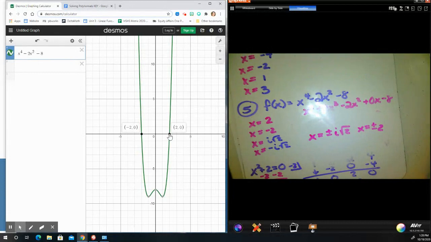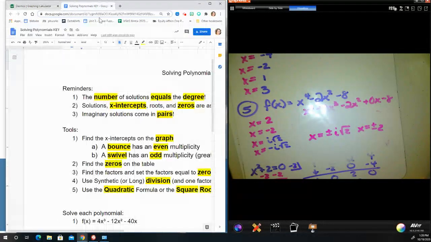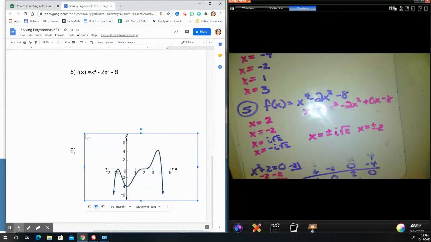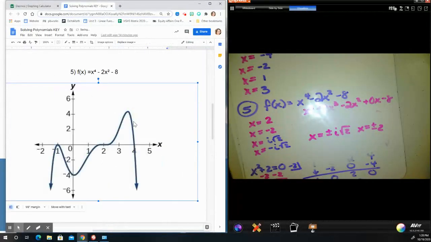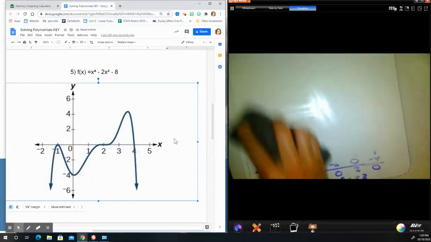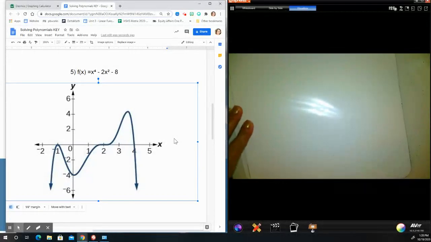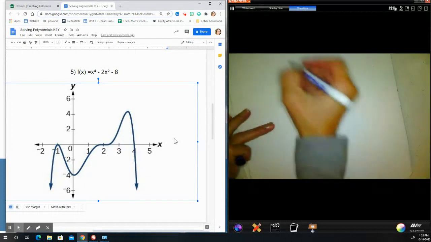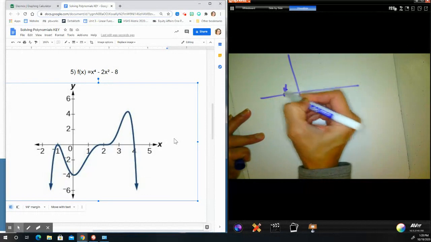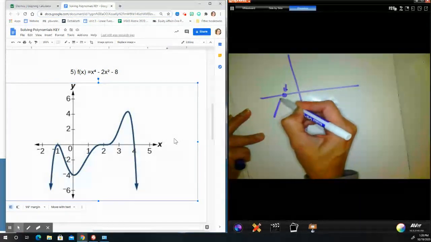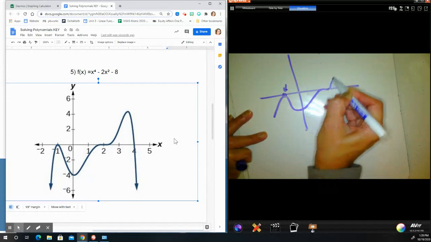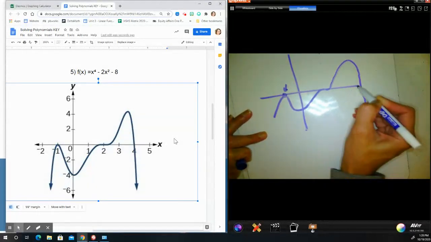Okay, last one is number 6, and I'm actually going to go back to the worksheet for this one so that y'all can see the graph. And I'm going to play with it and just make it bigger for a second. So if we look at the graph, we are going to talk about end behavior again. We talked about it briefly in Unit 1, but here's what I'm talking about when I talk about a bounce and a swivel. So this one kind of goes like this, and then it goes up and down.